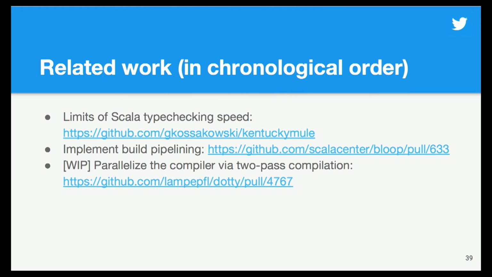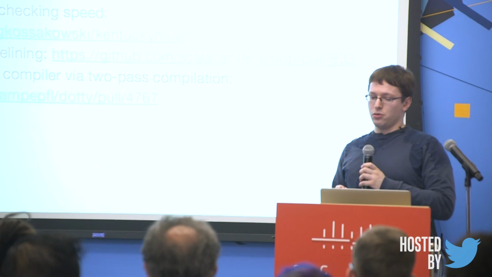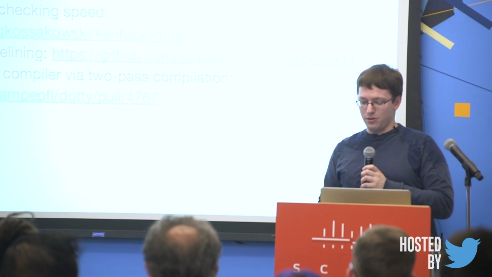Now we're almost at the summary, so I'll quickly go through related work. The slides will be posted shortly on my Twitter. Basically, this whole outlining thing started from a project called Kentucky Mule, which was done by my former colleague from EPFL, Grzegorz Kossakowski. Then we took that idea and ran with it in RSC. But there's also other work done concurrently. There is a build tool, or not a build tool, anyway, called Bloop that's developed at the Scala Center. They experimented with something similar, although they don't have this fast outlining as we do. And there is also related work going on in Dotty, the new Scala compiler.